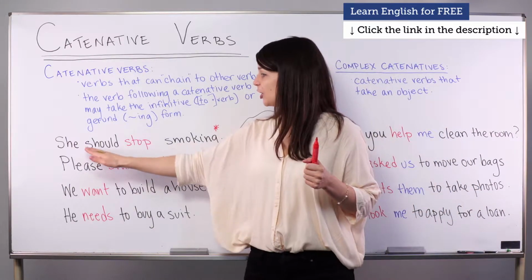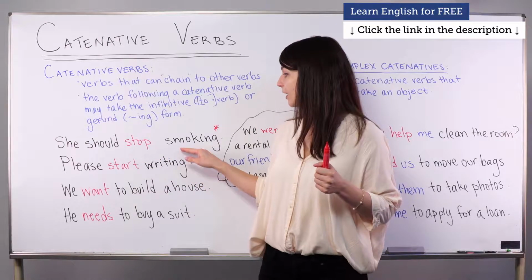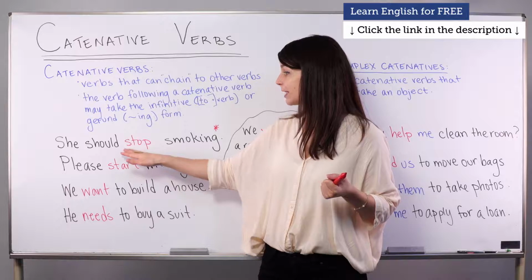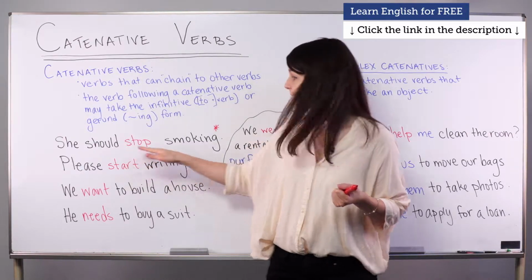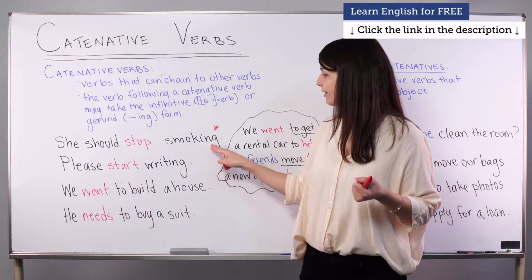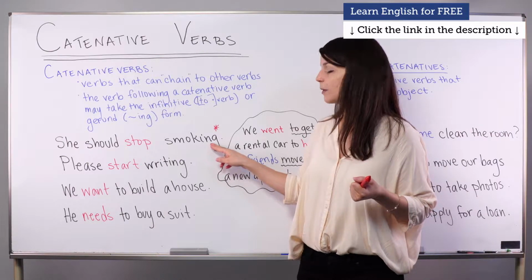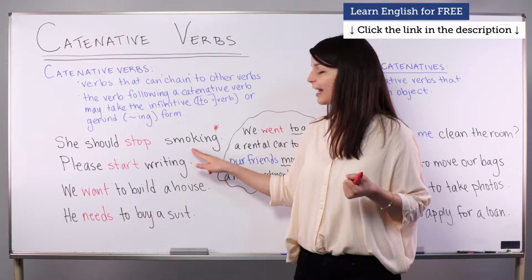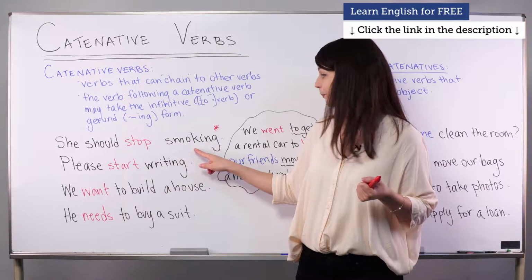First one, she should stop smoking. Here, my catenative verb is in red. So stop is my catenative verb. It connects to smoking. So smoking ends in the ing form here, smoking. So this is the connecting verb. We start here, we connect it here with this ing form.